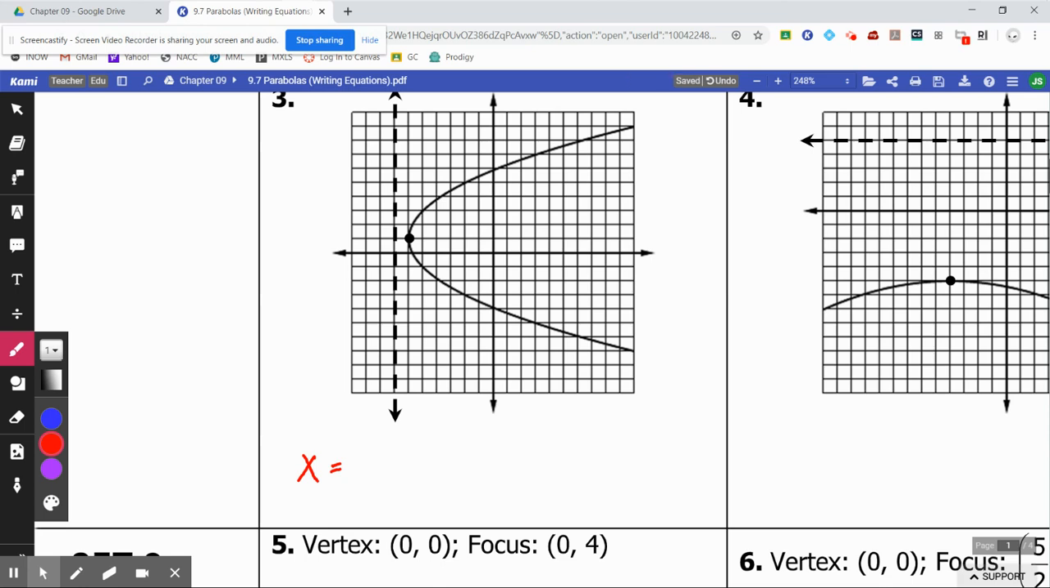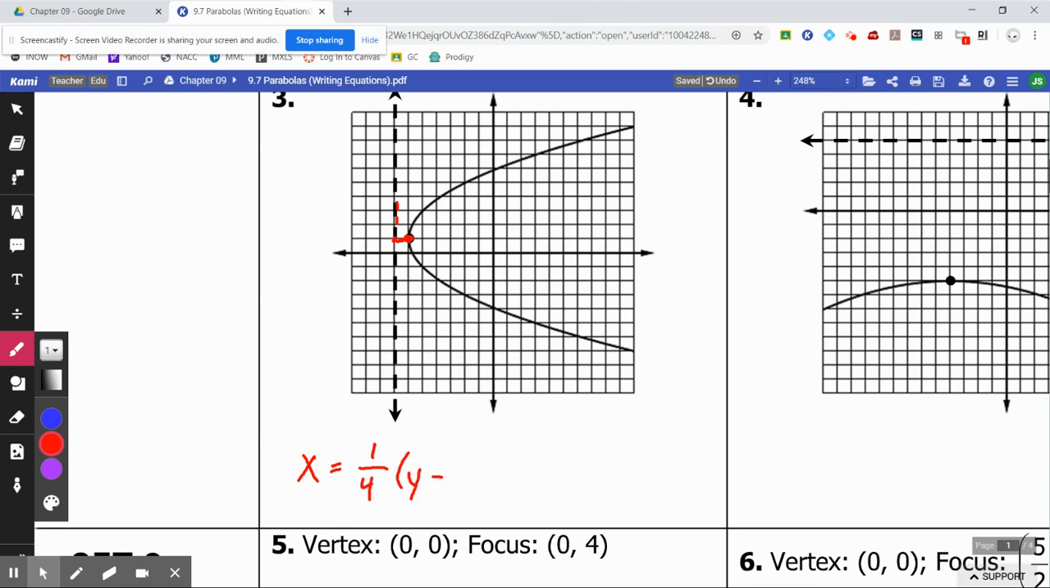Anytime the x is being squared, it's going to be vertical. So I'm going to go ahead and write 1 over 4p, and we can go ahead and take care of that first. P is the distance from your vertex to your focus or directrix. Here you're given the directrix instead of the focus, so therefore it has a distance of 1. So that's going to be 1 over 4 times 1.